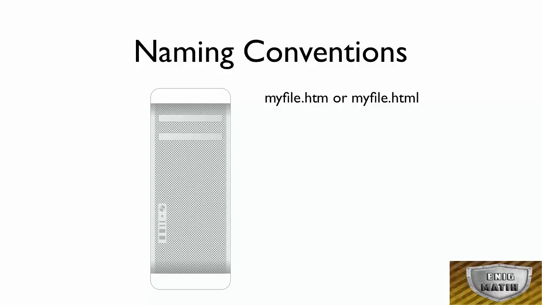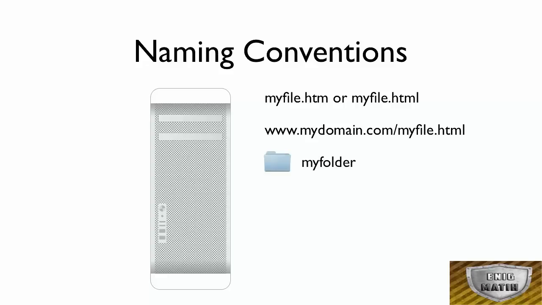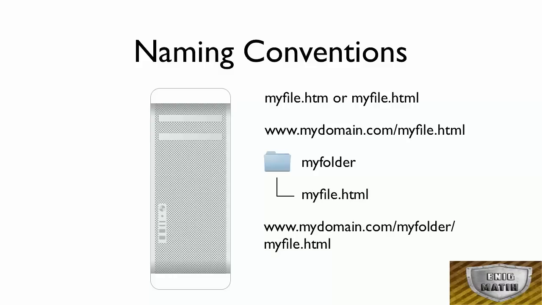Now, if we were to upload either of these files to the root of our web server, and by root I mean the topmost directory or folder on the web server, a user would access that file by typing www.mydomain.com/myfile.html. Easy enough. Now, I can also create individual directories or folders on that server that I can put files within. When I do this, a user would access these files by typing www.mydomain.com/myfolder/myfile.html in the address bar of the web browser to access the page.